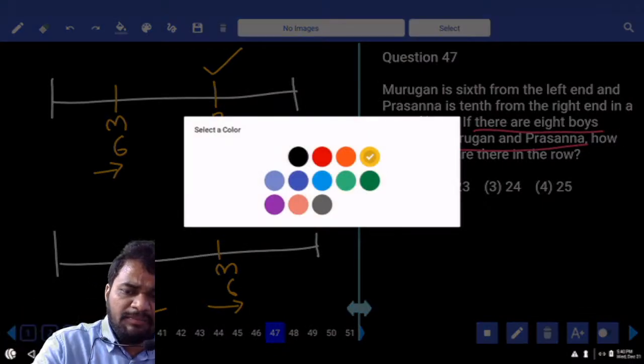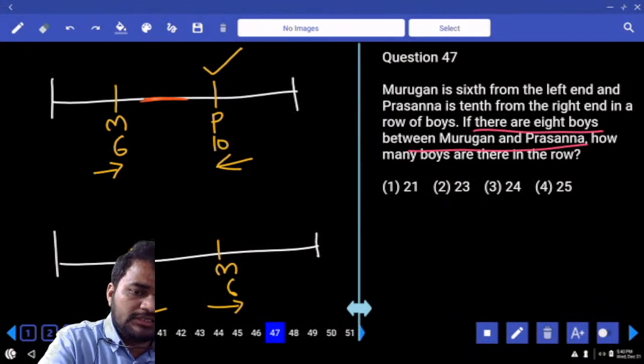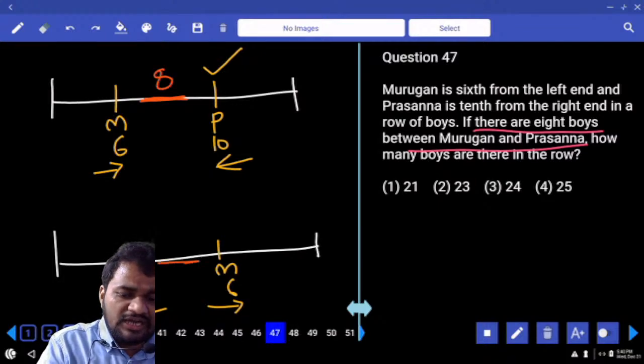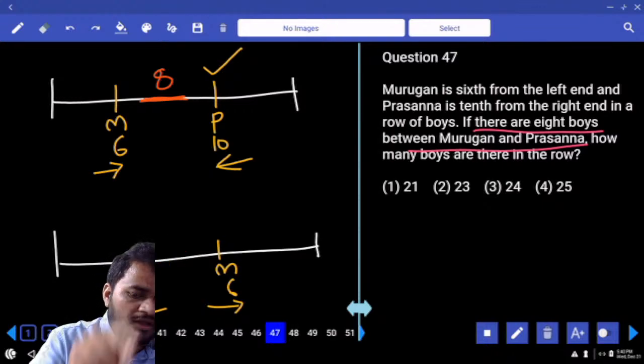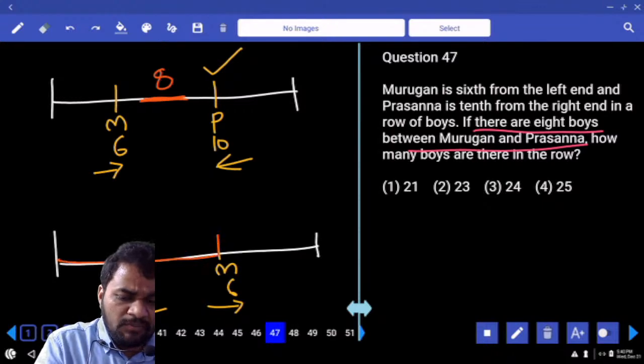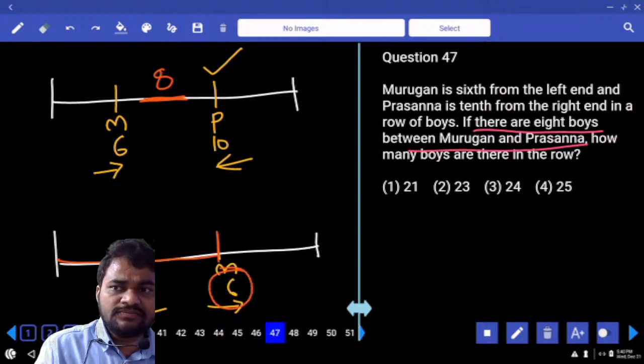In between M and P, we should have 8 boys. So here we should have 8 persons. Here also we should have 8 persons. But the thing is, from left to M only, we have 6 members.